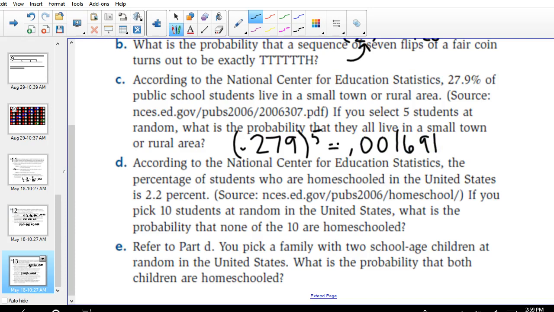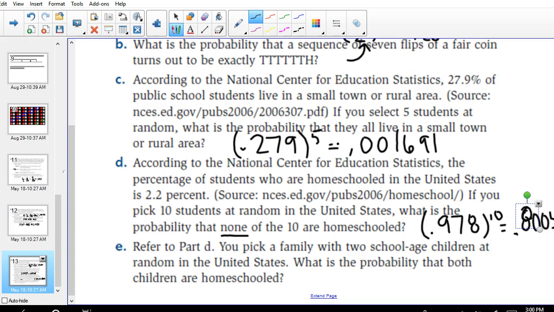For D, it says the percentage of students who are homeschooled in the U.S. is 2.2%. If you pick 10 students at random in the United States, what is the probability that none of them are homeschooled? So in this case, we're again picking students at random. So these would be independent events. Each student is picked randomly. What's a little tricky here is it says none of them are homeschooled. So that would mean all of them go to public school, or I guess private school, just not homeschool. So here, what we would have to do is take 100 minus 2.2, and the probability that a student goes to a school is 97.8%, or as a decimal, 0.978. So we would take that probability and raise it to the 10th power, and if we raise that to the 10th power, we are going to get 0.80055. And that's our probability that none of them are homeschooled, that all 10 of the students go to a school.